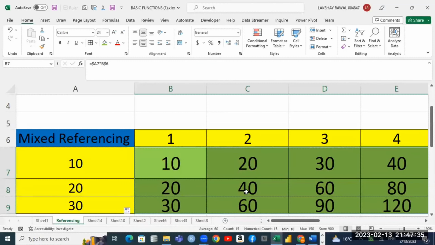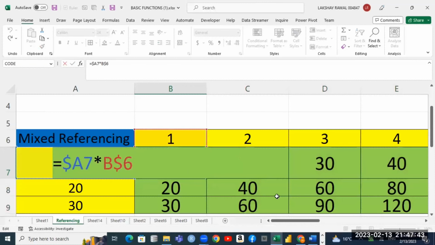No, 2 2s are 40. Correct. Right. So then how many of you have not understood this? This is the example of mixed referencing. How many dollars have you used at a time in one cell address?